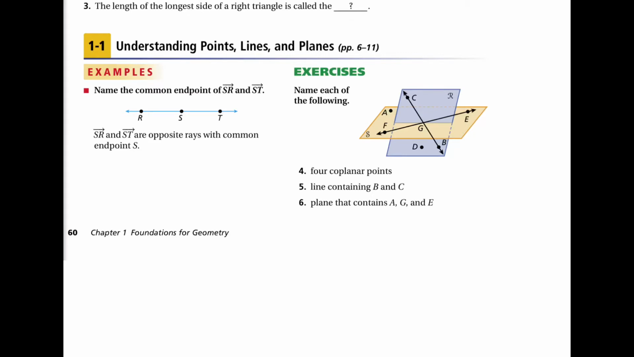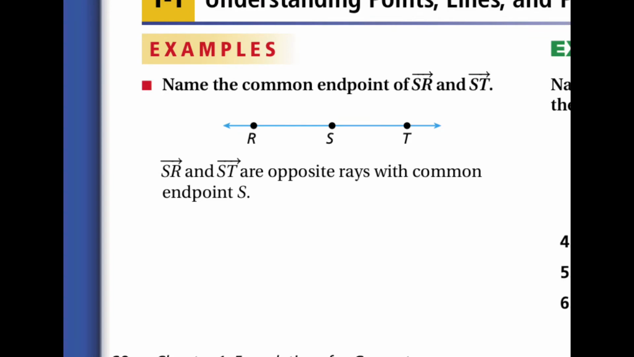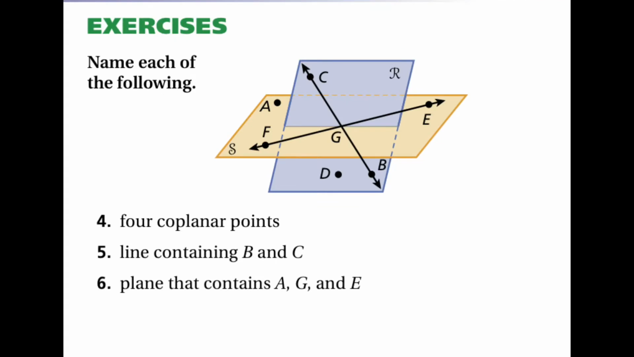This is a review for the first unit. Name the common endpoint of SR and ST. SR and ST are opposite rays. They have this common endpoint S. 4 coplanar points would be in plane S.